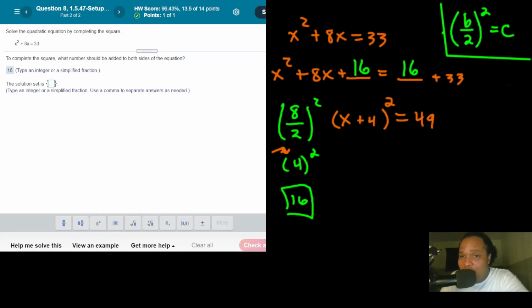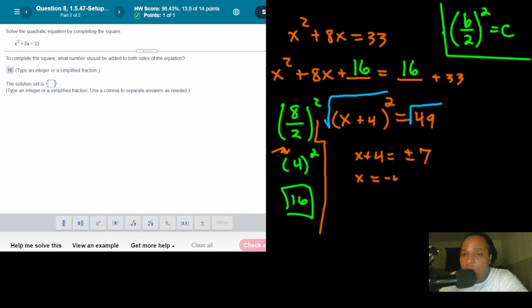So now that we have this, we can use the square root property. Just take the square root of both sides. Okay, so it comes out of the square root: x plus 4 equals plus or minus 7. x is equal to negative 4 plus or minus 7. So x is equal to negative 4 plus 7, which is 3, and x is equal to negative 4 minus 7, which is negative 11. That's it. Didn't we already have this years ago, right?